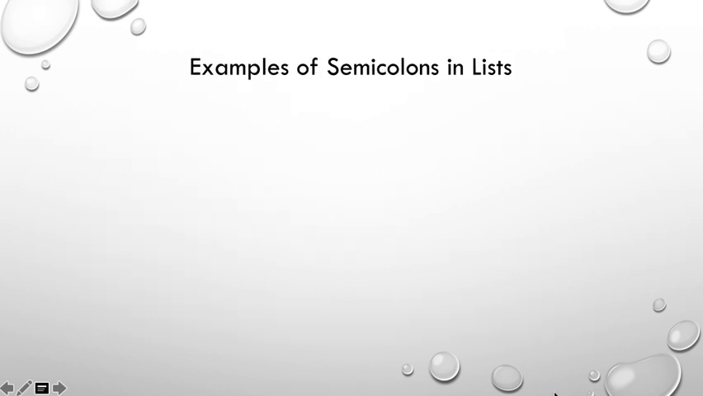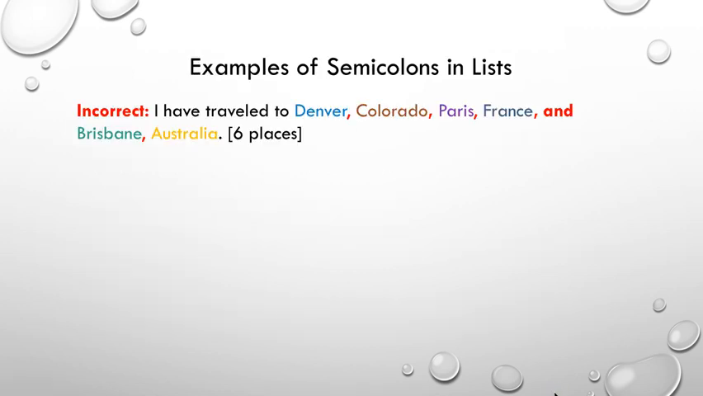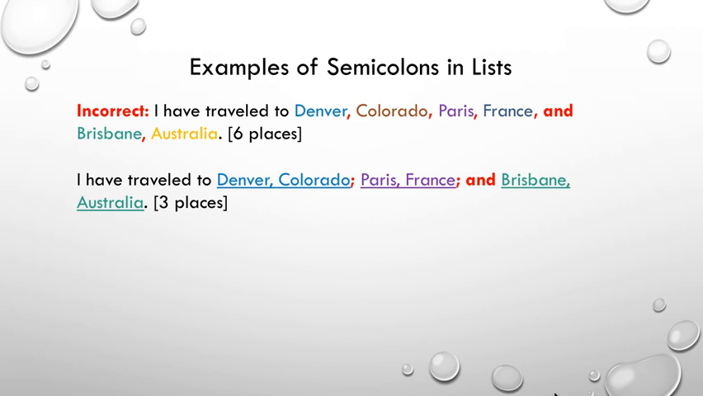So here are some examples. This would be an example of an error where you're putting commas within items in the list and between, and you can see how it would be confusing to the reader. So I have traveled to Denver, Colorado, Paris, France, and Brisbane, Australia. And so a person could rightfully take from this the idea that you've been to 6 places instead of 3, when in reality you are listing a city and a state.